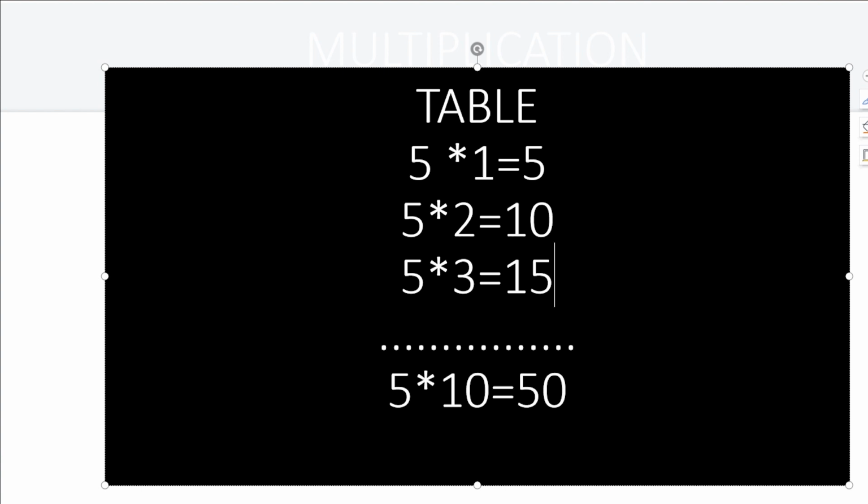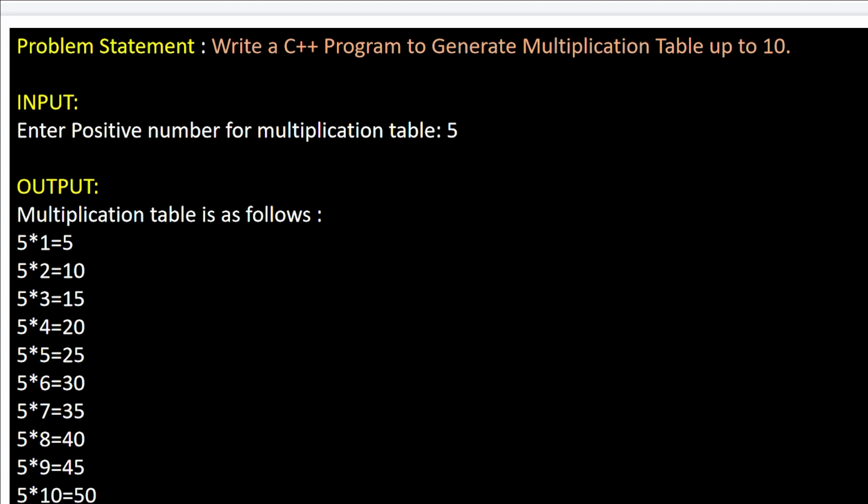Let's have a look at this program. Here, as the problem statement is given, write a C++ program to generate a multiplication table up to 10. In the input, enter the positive number for the multiplication table. As the example is given, 5 is given by the user. In the output, the multiplication table is as follows: 5 into 1 is equal to 5, 5 into 2 is equal to 10, 5 into 3 is equal to 15 and so on till 5 into 10 is equal to 50. Like this we have to print.